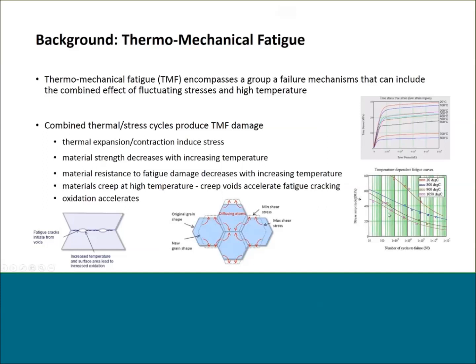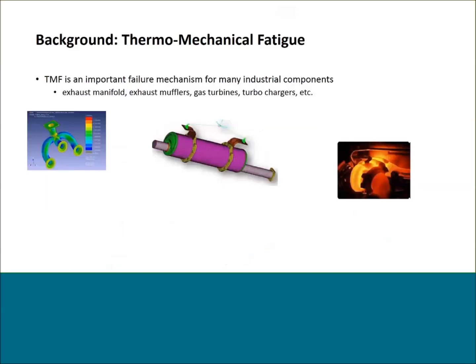Materials creep at high temperatures. These creeping voids accelerate fatigue cracking, and oxidation accelerates because of the voids and because of the cracking. So all four of these mechanisms can cause fatigue damage when thermal stress and high temperatures are combined with stress. TMF is an important failure mechanism for many industrial components, things like exhaust manifolds, exhaust mufflers, gas turbines, turbochargers, etc. All structures that experience relatively high stress and high temperature.